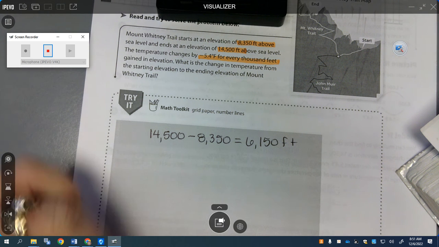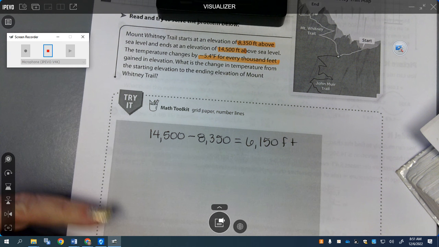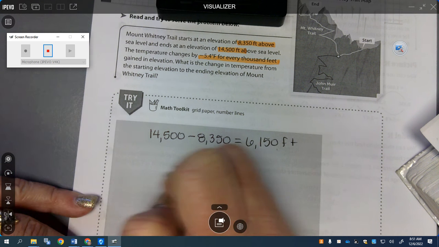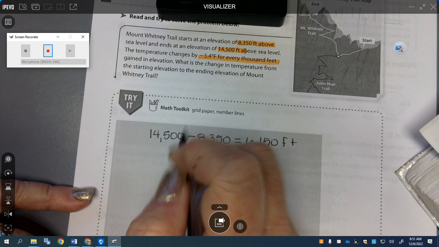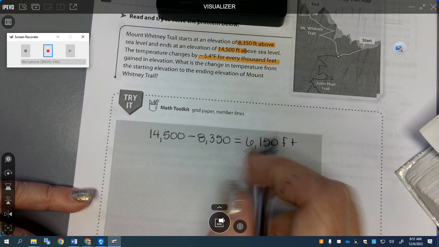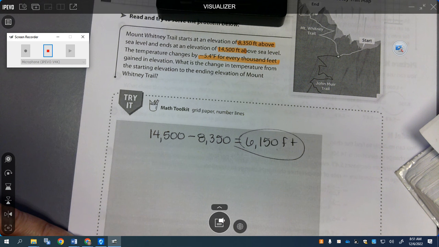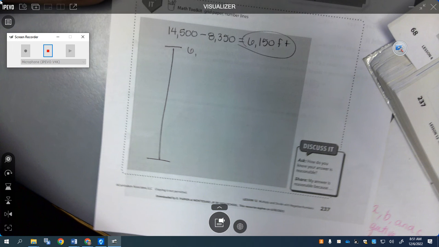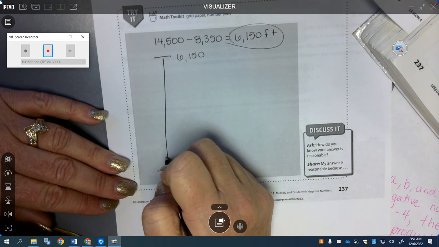The next thing that we know is this. For every 1,000 feet, it changes by a negative 5 4/10. So if we have 6,150, maybe you guys modeled this, I'm not sure, but let's start here. This is 6,150 feet, so we're going to go up by thousands.